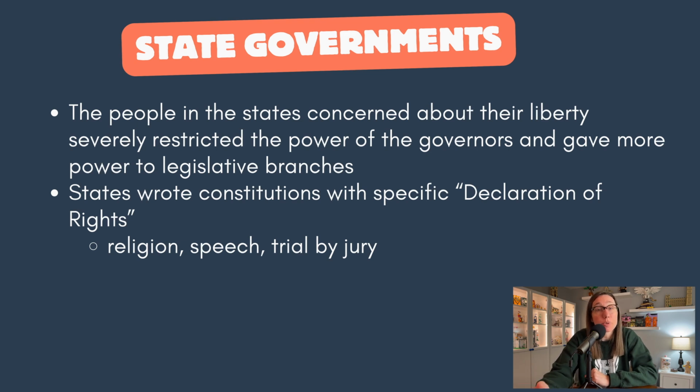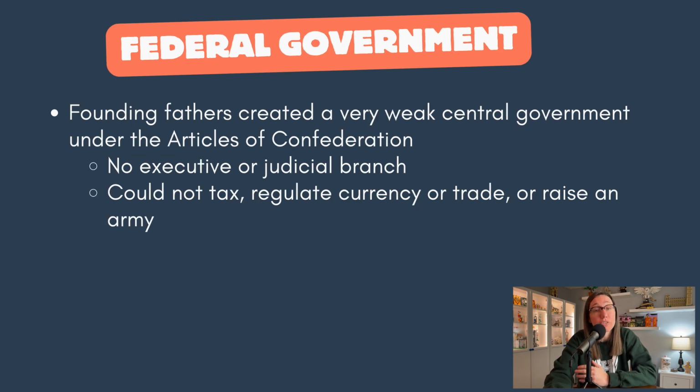And they guaranteed specific rights in their state constitutions like freedom of religion, speech, and trial by jury. So there are more rights guaranteed to the people after the revolution, even though we talked earlier about there not being significantly drastic changes. They did similar things with the federal or the national government, although this has some problems, which we will discuss later.